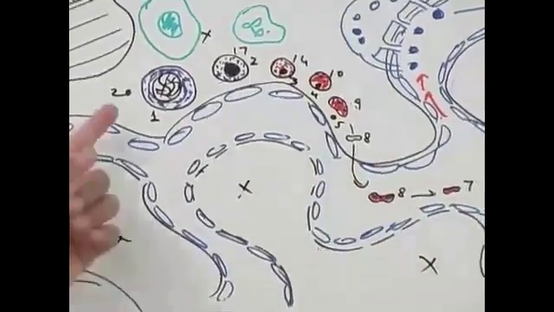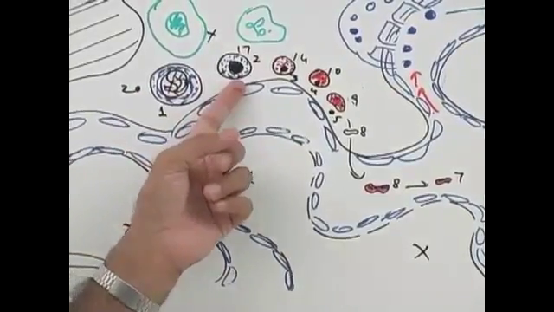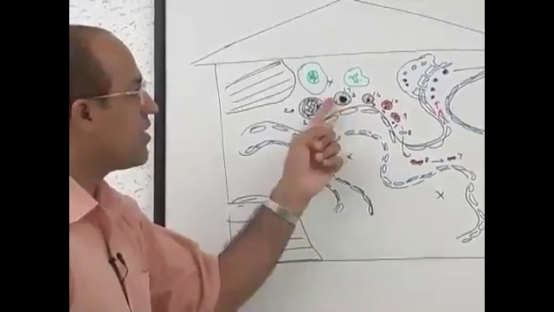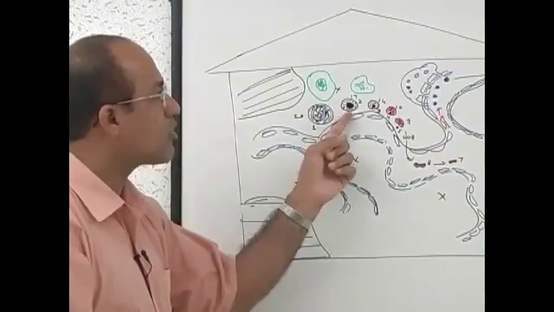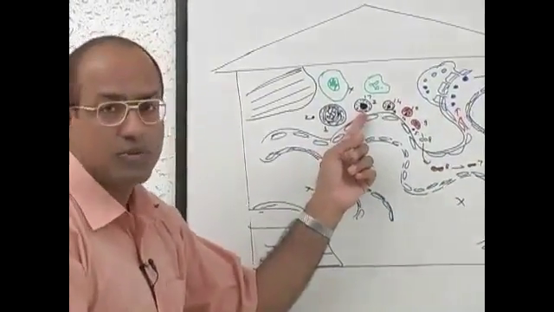Now listen. This one is proerythroblast. This is early normoblast. Because its cytoplasm is finely basophilic or blue, it is also called basophilic normoblast. What is it called? Basophilic.